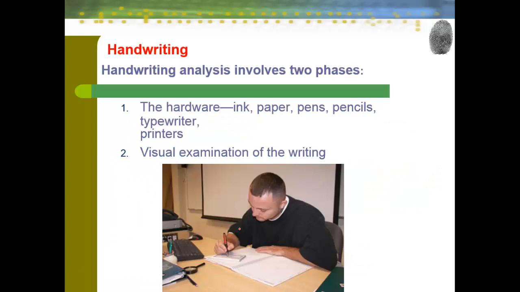Now we'll always be looking at a couple of things. The hardware, that means what type of ink and paper, pens, pencils, the typewriter or printer that was used, and then a visual examination of actually looking at whatever's being written or documented.